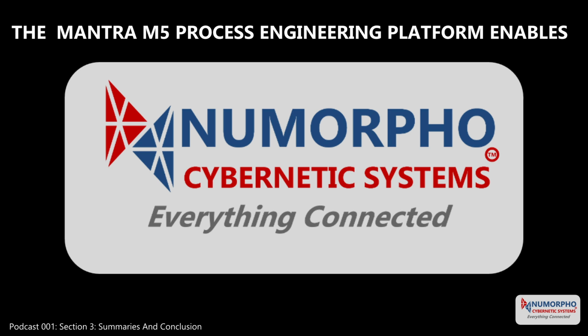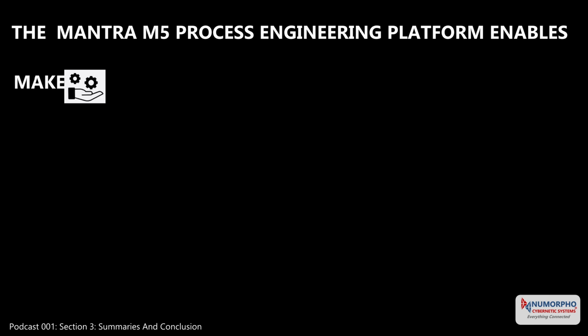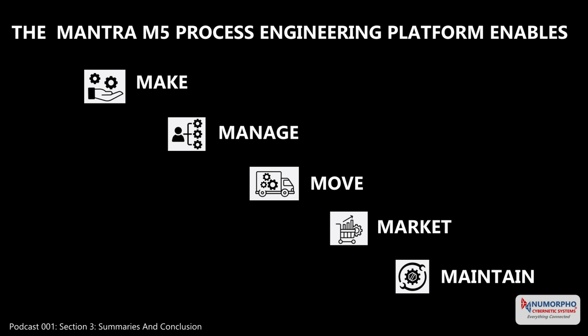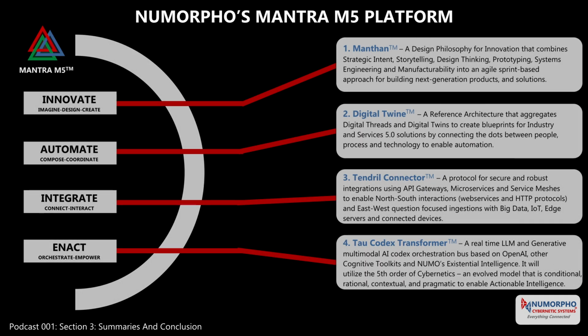At Numorpho Cybernetic Systems (Numo), we are developing a manufacturing process platform, the Mantra M5, that aims to transform how companies bring products to market, the activities of make, manage, move, market, and maintain. In our case, the Krebs cycle will drive our Mantra M5 platform that orchestrates the tenets of innovation, automation, integration, and enactment. Our 4 toolkits support these tenets: Manthan, Digital Twine, Tendril Connector, and the Tau Codex Transformer. These will be discussed in detail in subsequent podcasts.